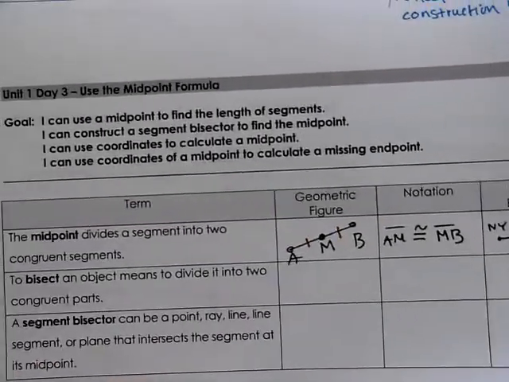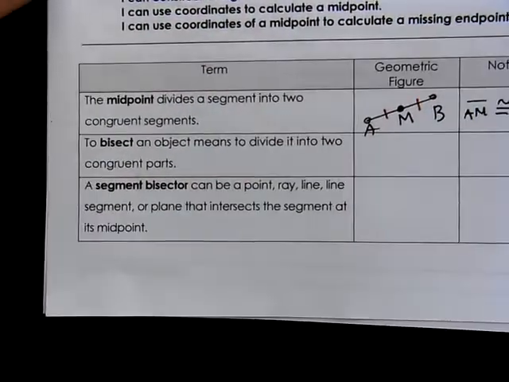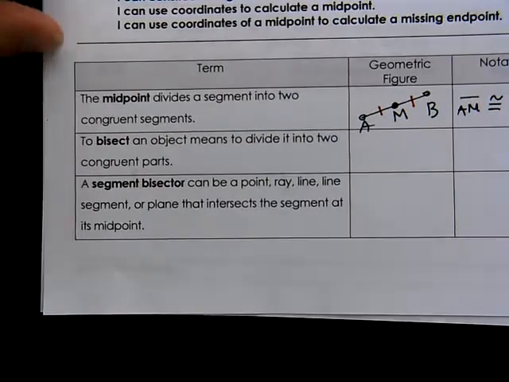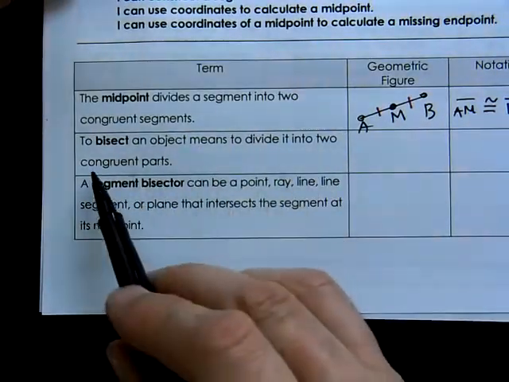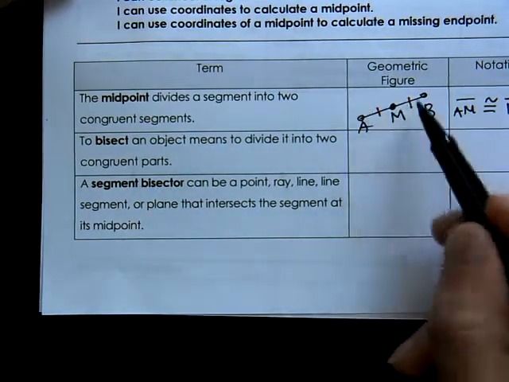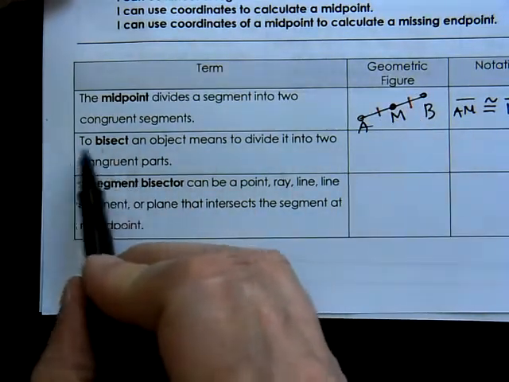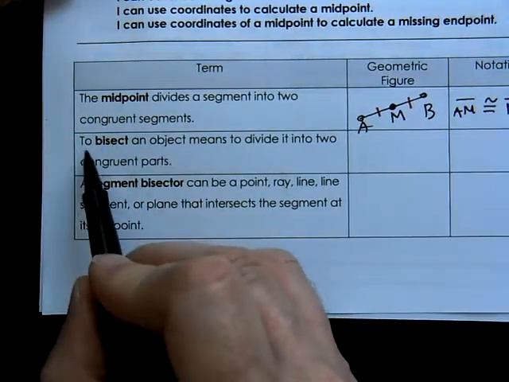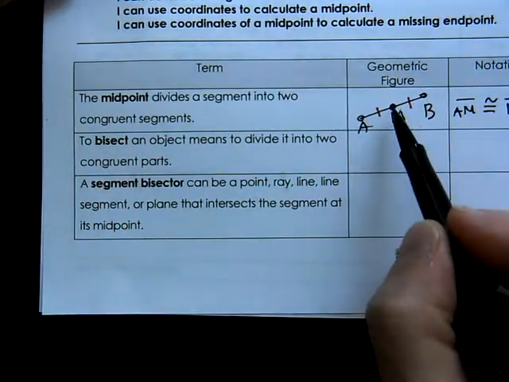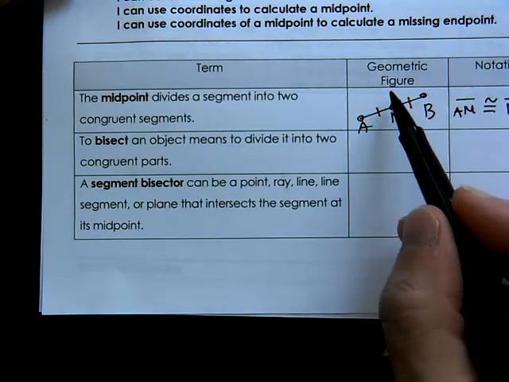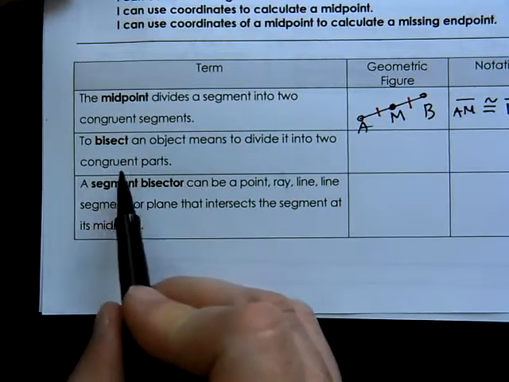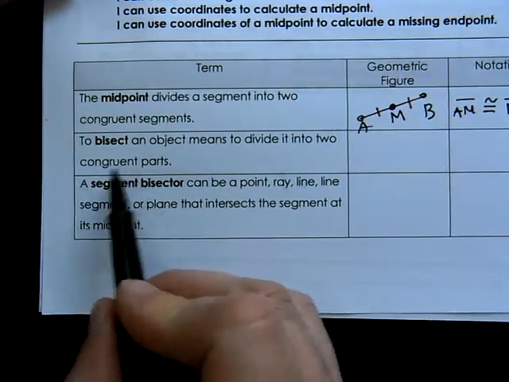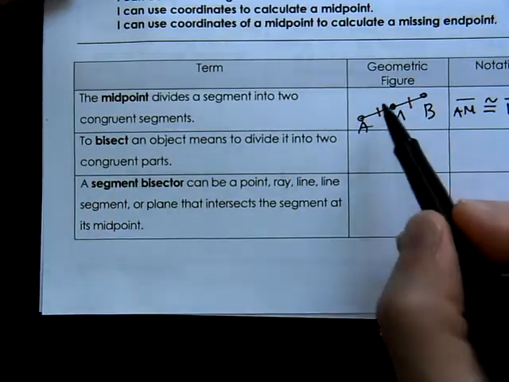So let's look at some words here related to the concept of a midpoint. We're looking at this idea of bisect and then a segment bisector. To bisect an object means to divide it into two congruent parts. And that's kind of what we did here. To bisect, that's the verb. So think of it like you're taking some scissors and you're cutting a piece of string. You are splitting it into two parts, and the two parts have to be congruent. Maybe we know the length, maybe we don't, but the idea is that they will be the same size.